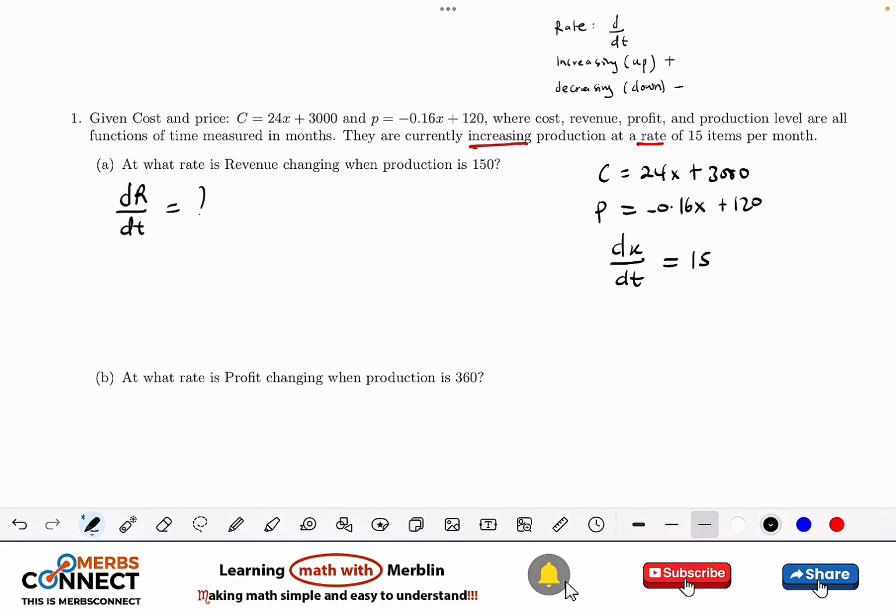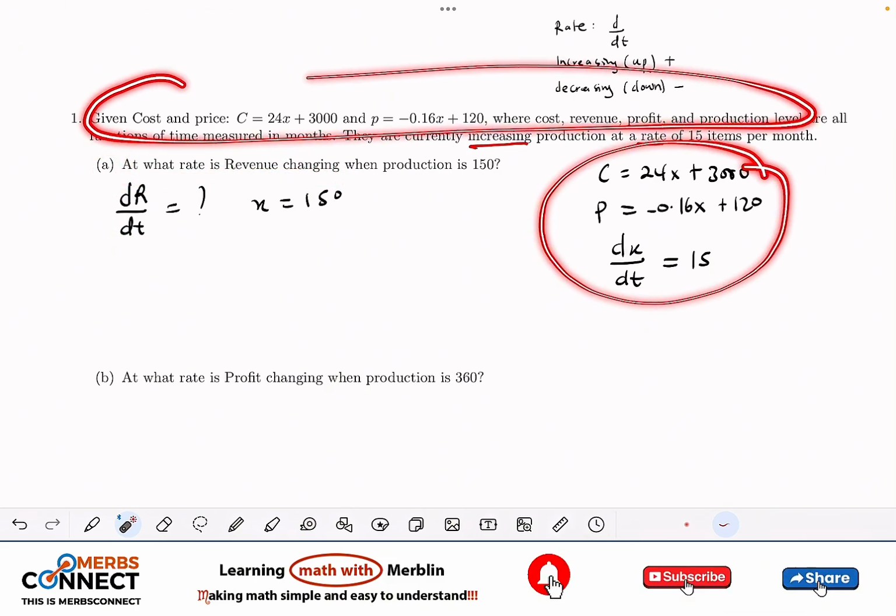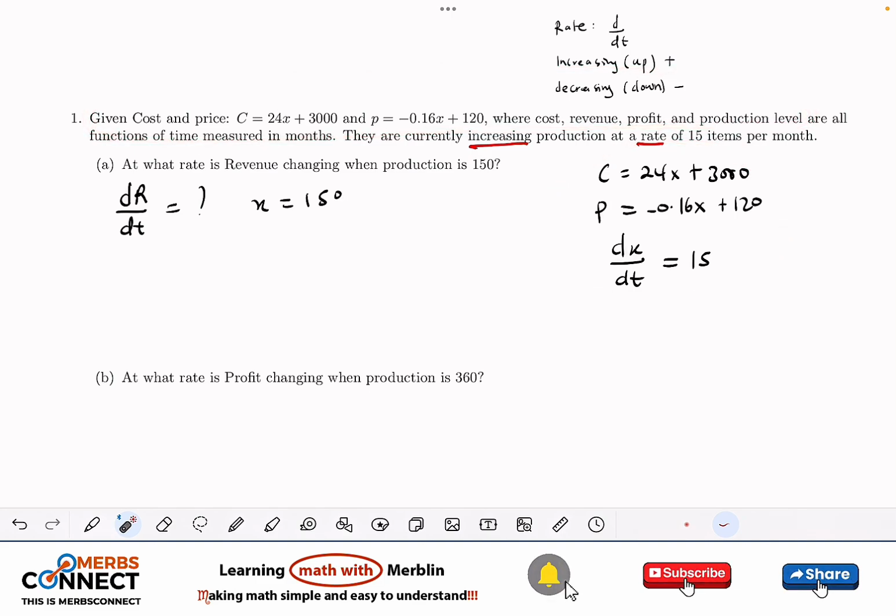When we are reading the question, you try to extract the information. Now, when production is 150, remember we said production is the quantity, which we represent by x. So x is equal to 150. This is what we extracted from the question, and the other is what we extracted from the information here. Now, right now we need to find dr over dt.